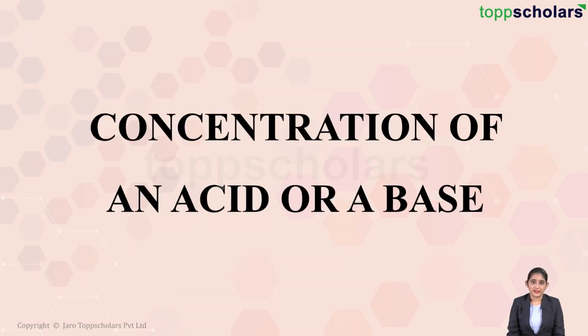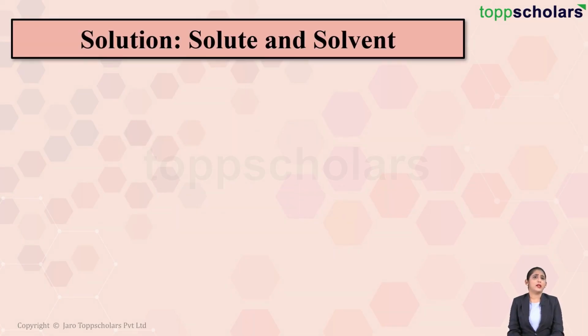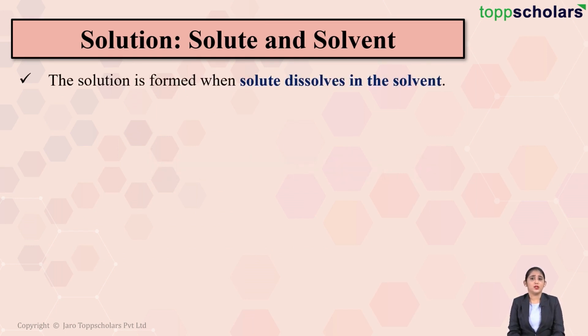Today we'll be discussing concentration of an acid or a base. So friends, what do we exactly mean by a solution? A solution is formed when a solute dissolves in the solvent, which means that if I give you a glass of water and I give you some amount of sugar and I tell you to add the sugar into water and you simply need to stir it, what happens is at the end you get a solution, right? Which means that the solute has dissolved in the solvent. Here, the solute is sugar and the solvent is water.